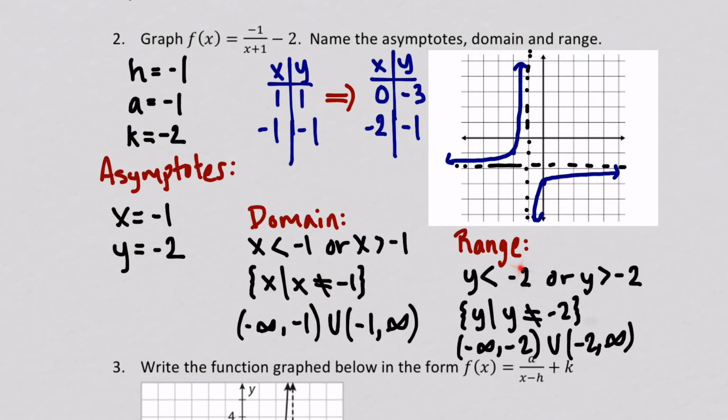For the range, the only excluded value is negative 2 because of the asymptote, right? So y is less than negative 2 or y is greater than negative 2. And in set notation, all the values of y such that y does not equal negative 2. And finally, in interval notation, from negative infinity to negative 2 and from negative 2 to positive infinity.